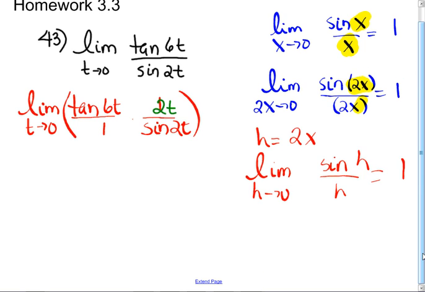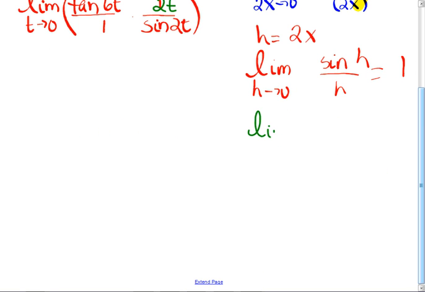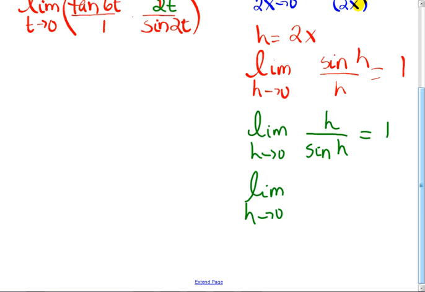So let's put that in our list. The limit as h goes to 0 of the reciprocal of this, if you want me to show you why that is equal to 1. Because that really is this limit, as h goes to 0, and it's 1 over the sine of h over h. So it's 1 over 1.